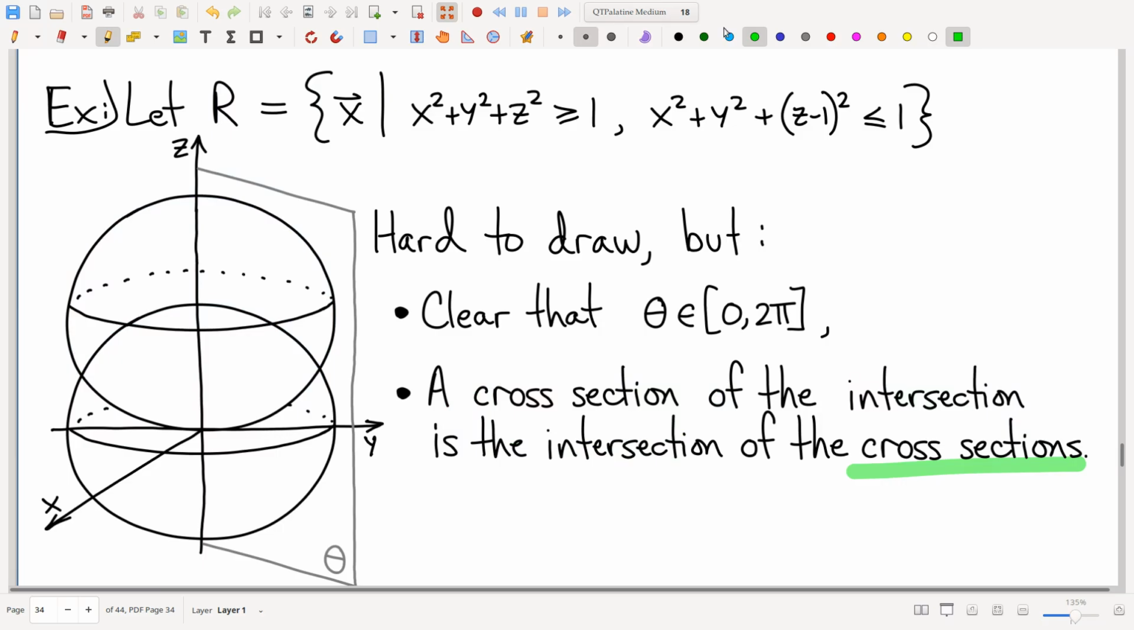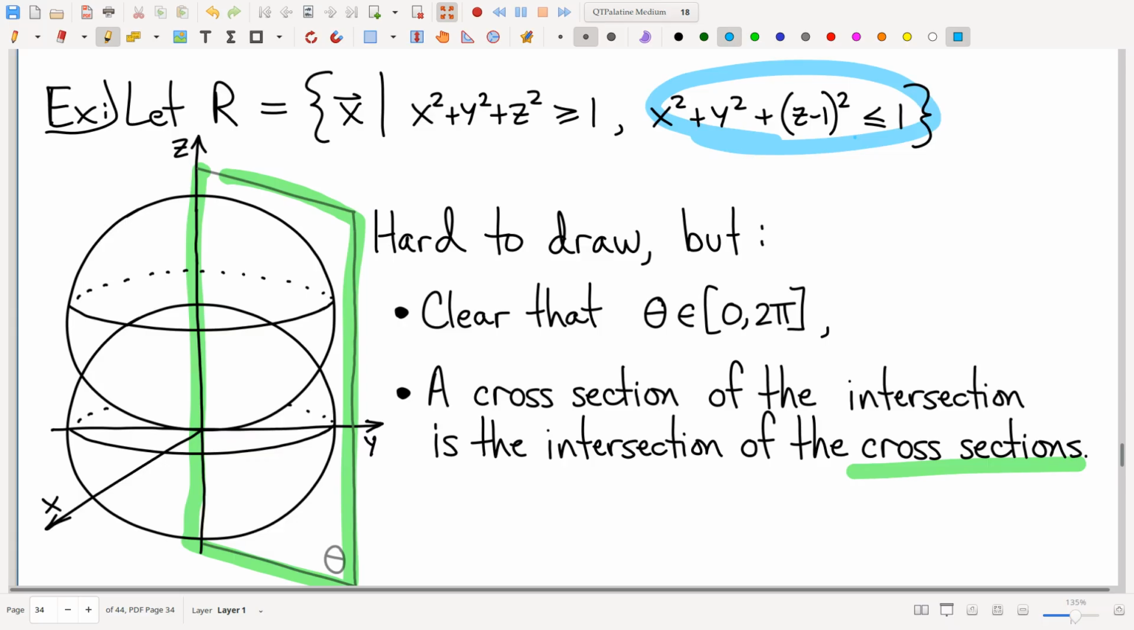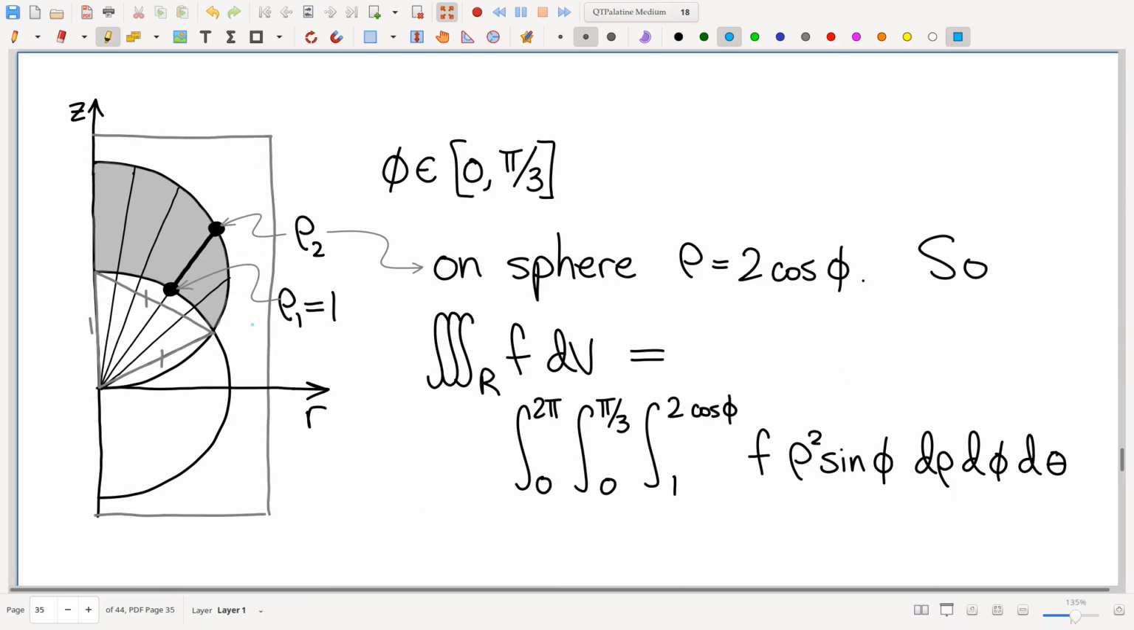Right? So for example, if I wanted to take a theta cross section, a theta slice of, let's see here, let's start with this one. What does a theta slice of that ball look like? Well, yeah, nothing to it. It's a half a disc. That's easy. Just to have a clearer picture, I'm going to draw it over here. It's this, like that. No sweat at all. Nothing to it. It's a slice of a ball.